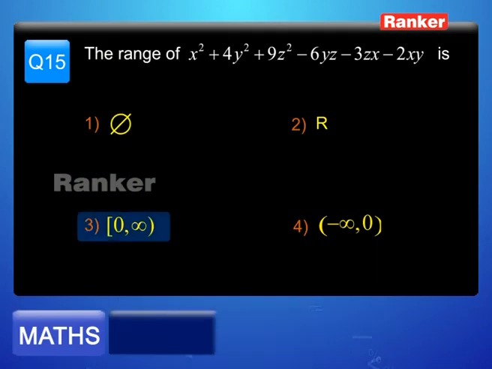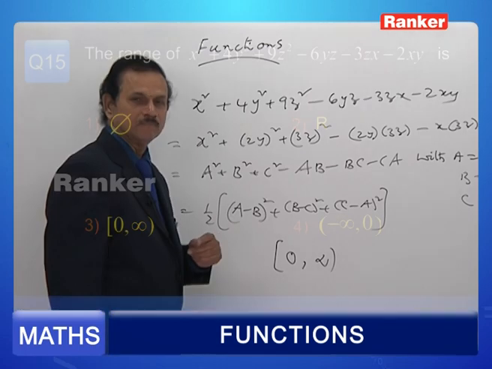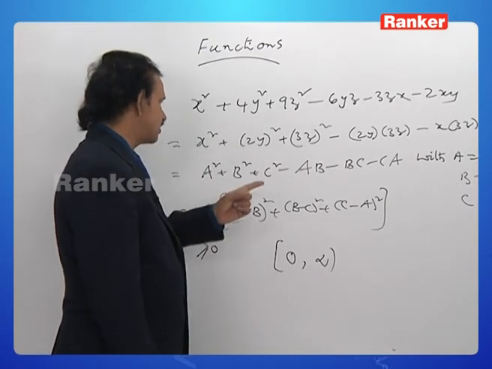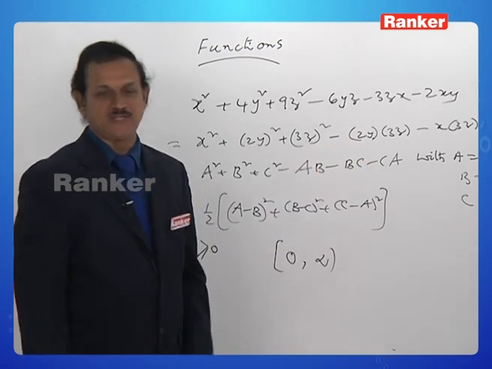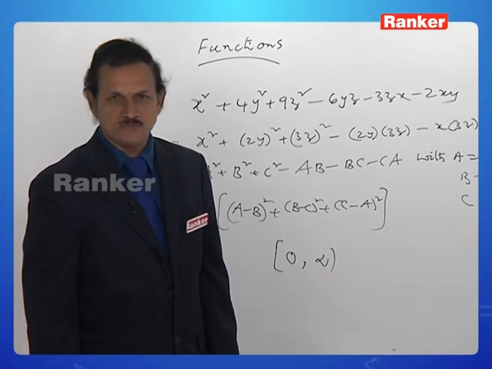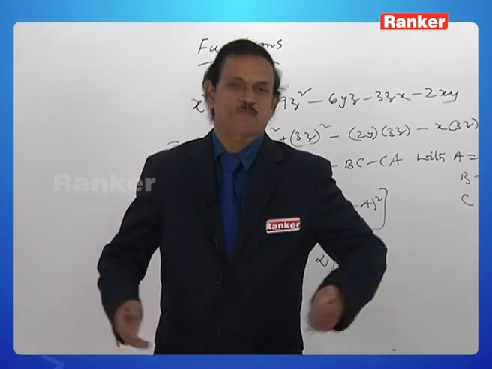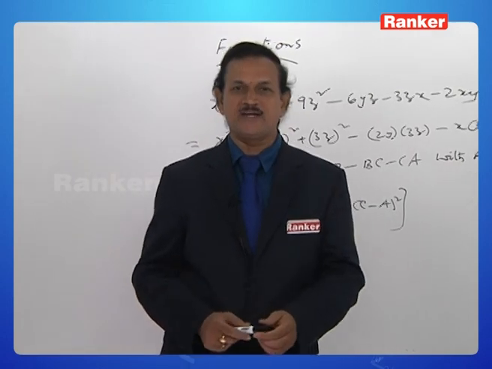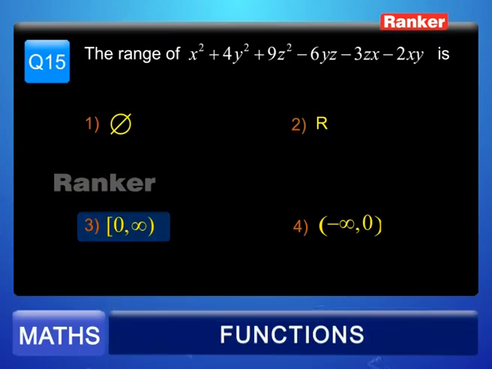So, what is the right option? The third option is the right option. The key part here lies in this way of thinking. You must be able to write this expression in the form a square plus b square plus c square minus ab minus bc minus ca, which in turn gives half of a minus b whole square plus b minus c whole square plus c minus a whole square, which is a well-known expression. It can never be negative. Hence, the range of this function is the closed interval 0 to infinity. That is, the third option is the right option.